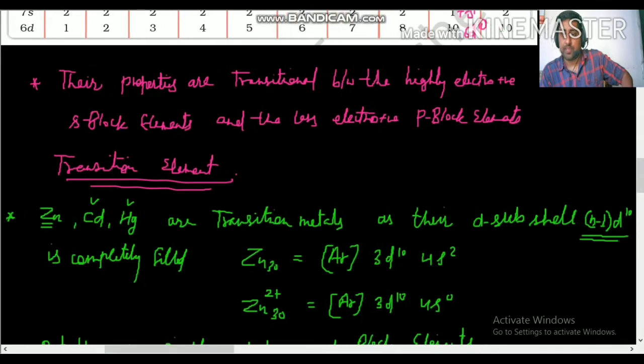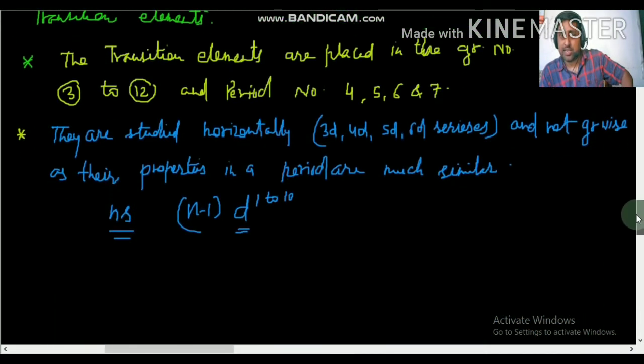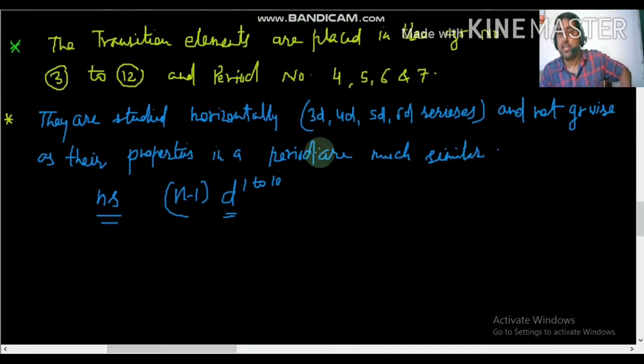So here is that discussion: why we study them horizontally. The D block elements are studied horizontally in 3D, 4D, 5D and 6D series, rather than group wise, as their properties in a period are much similar. And we were discussing the reason for that.